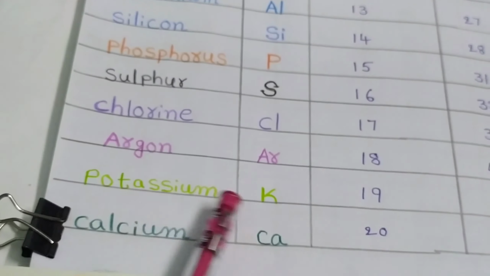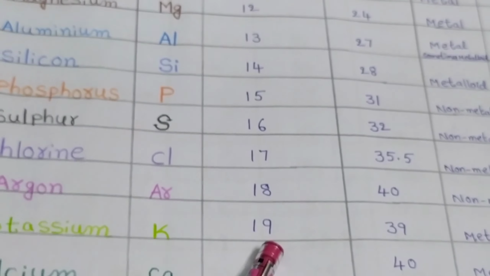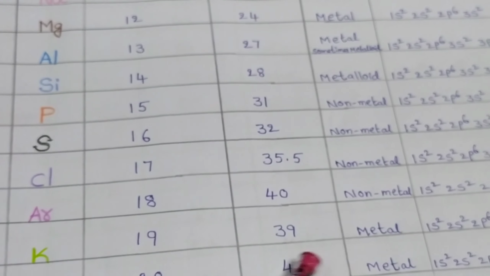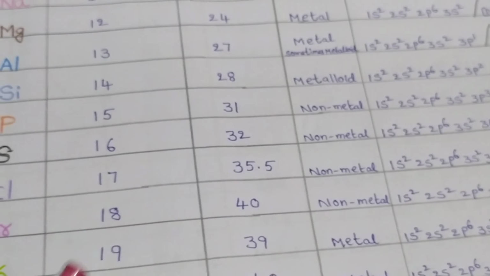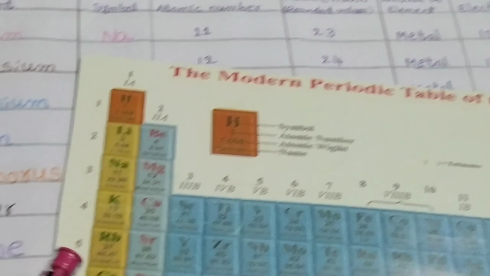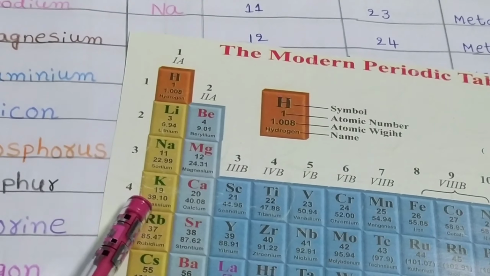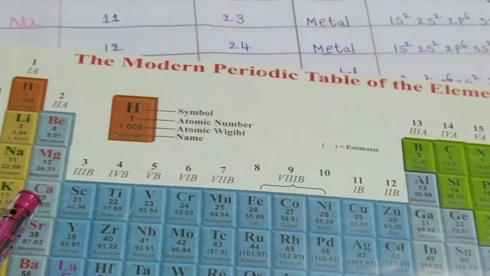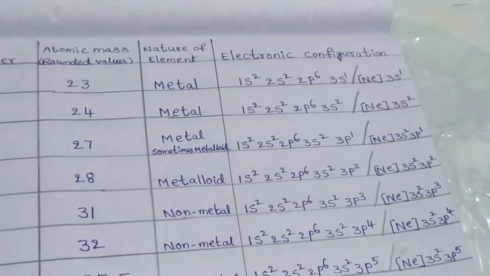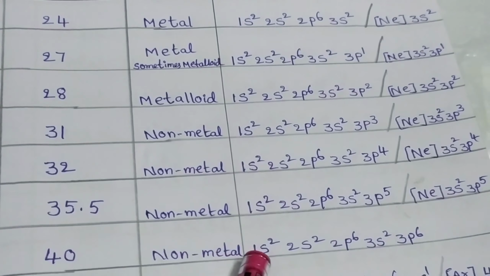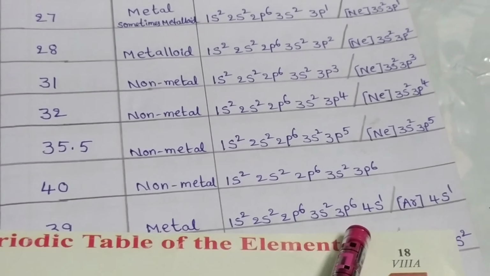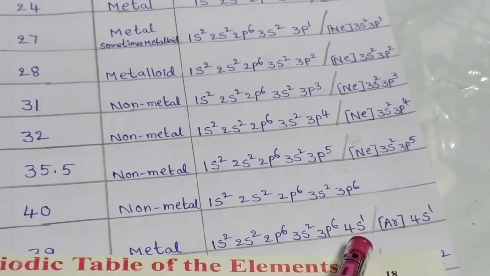Next, potassium. Symbol K, atomic number 19, atomic mass 39. Potassium is an example of a metal. When we observe the periodic table, potassium is present in the fourth period and is the first element in the s block. So the electronic configuration can be written as 1s2, 2s2, 2p6, 3s2, 3p6, 4s1.